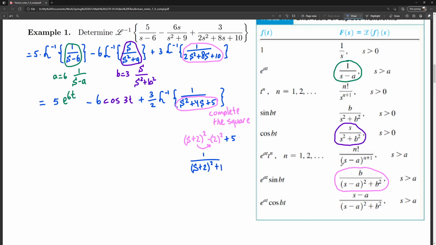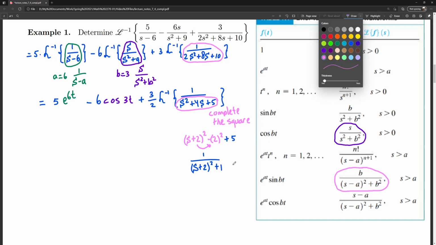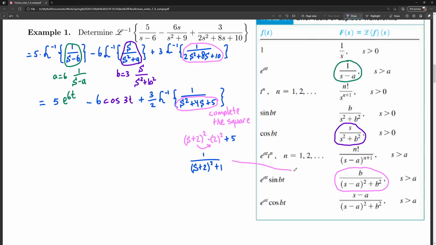And so now when you compare that with this expression right here, I'm going to compare that with this. I see that b equals 1 and a equals negative 2.